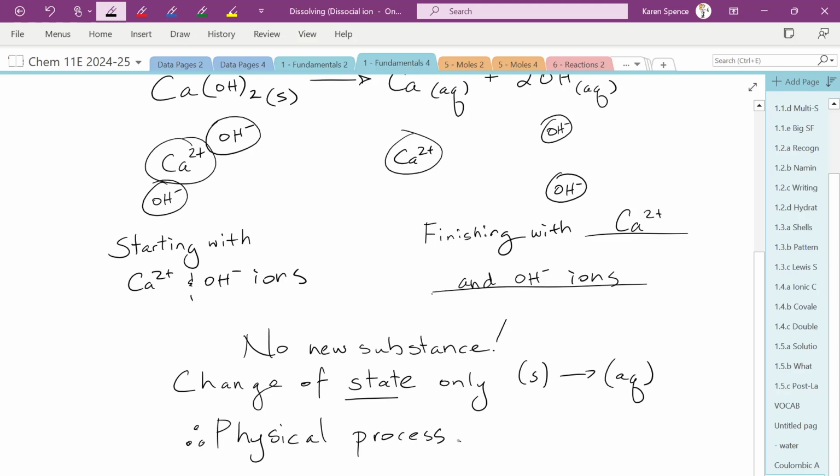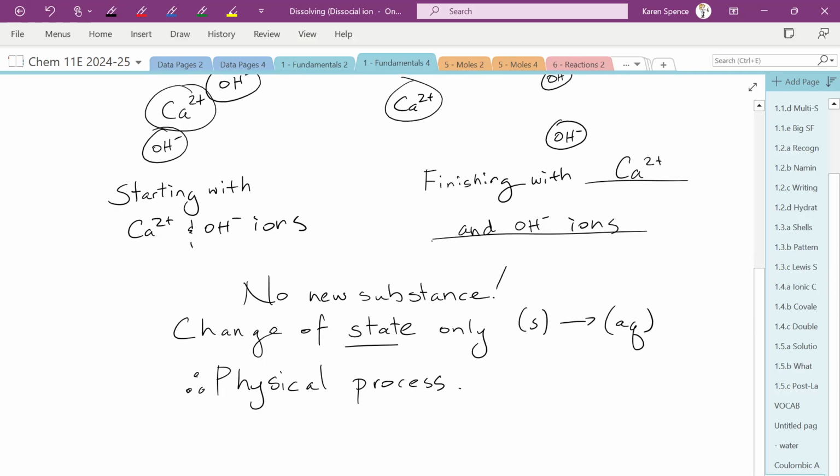Now, on an AP exam, no one's going to ask you whether dissolving is a chemical or physical process. Okay? So you don't actually have to worry about it that much. And in fact, dissolving is almost in a gray area where it's kind of almost one and almost the other. But in general, we consider it a physical process.